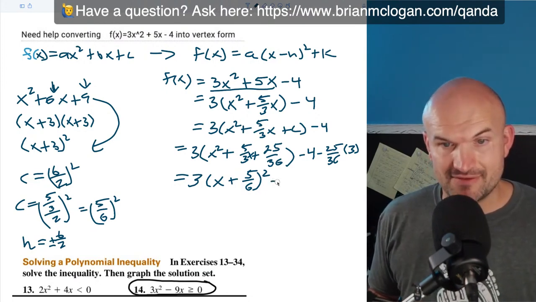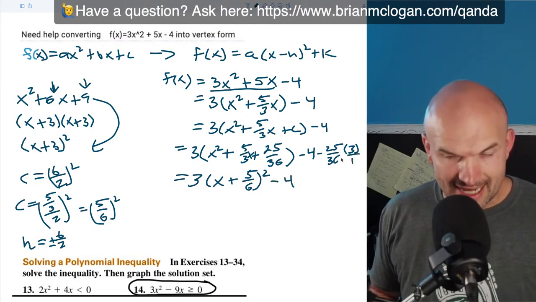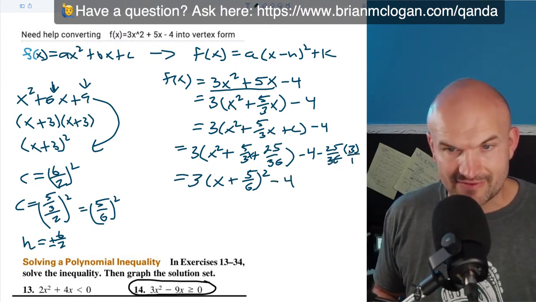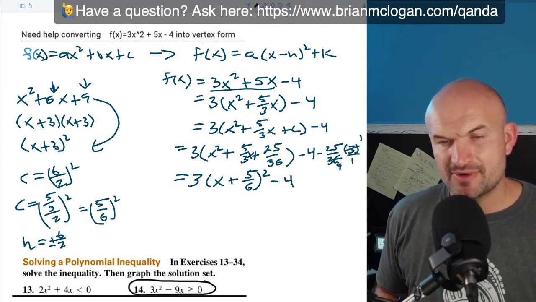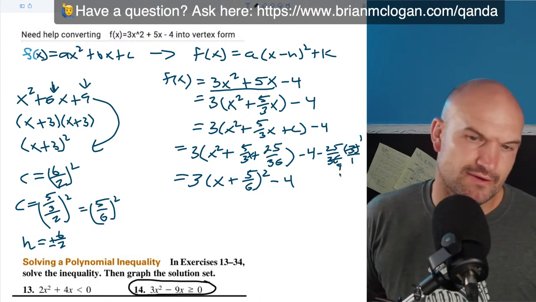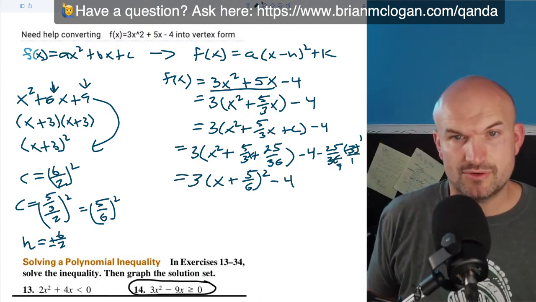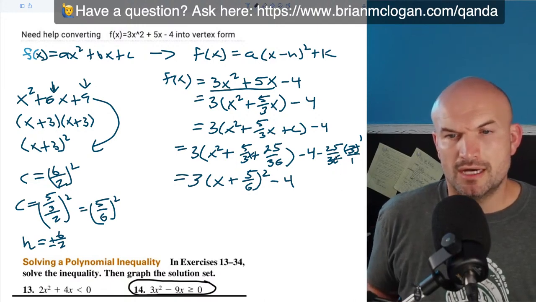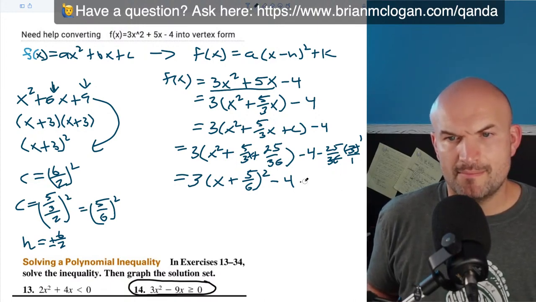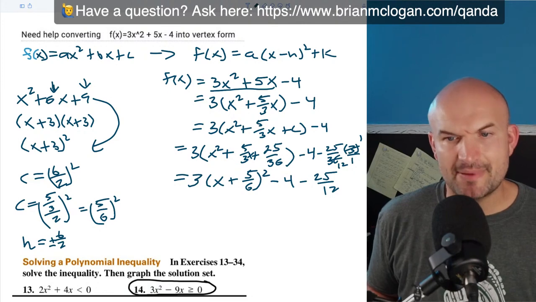So I have a minus a 4. And then over here, I can divide this out. I can divide a 3 into the top and bottom. So that's going to be a 1. Divide a 3 into the denominator. That's not going to be a 9, what am I doing? That's going to be a 12. So that's 1 over 12. So it's minus 4 minus 25 over 12, having divided 3 into the top and the bottom.